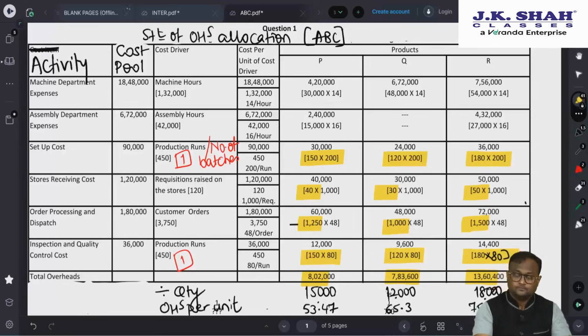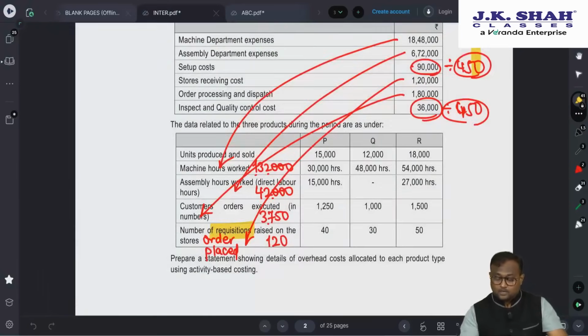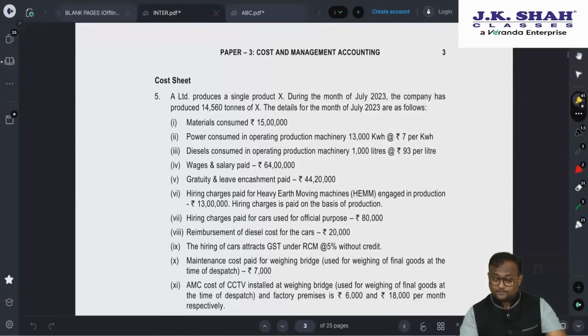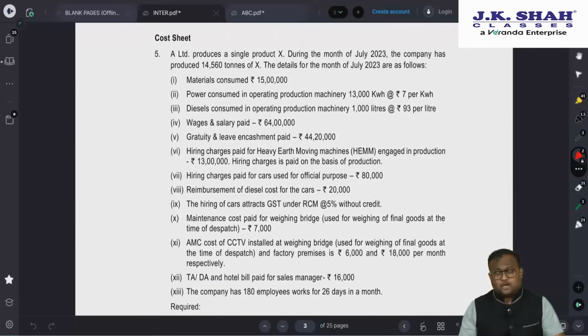Yes. So, that was your question based on activity based costing. Next question is cost sheet, just about allocation, nothing special. In past so many attempts, they are asking only classification based question on cost sheet for 10 marks.